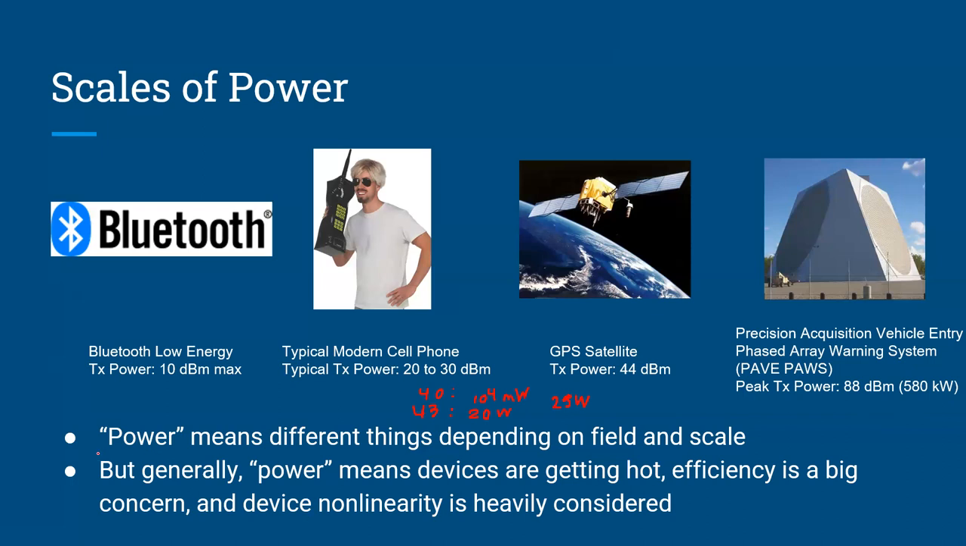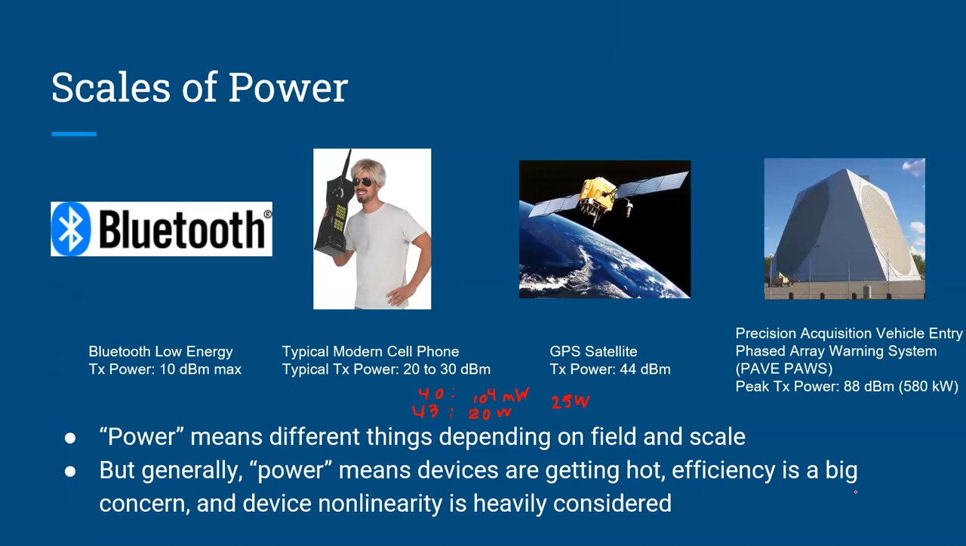So clearly, what I'm trying to demonstrate by all of this is that your definition of power vastly depends on what application you're talking about, from your little Bluetooths to your humongous radar systems. But in general, what you have to consider when you're talking power is that, A, devices are getting hot because they have to put out a lot of power and things aren't 100% efficient, so they must burn some of that power as heat. And so because of that, efficiency is a big concern.